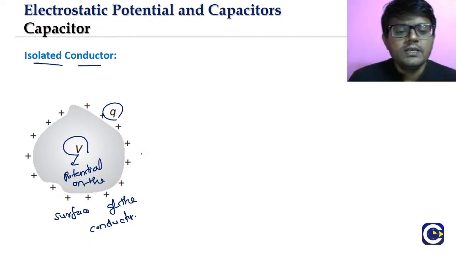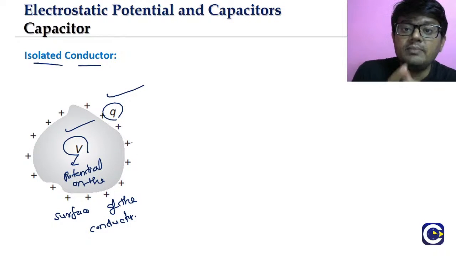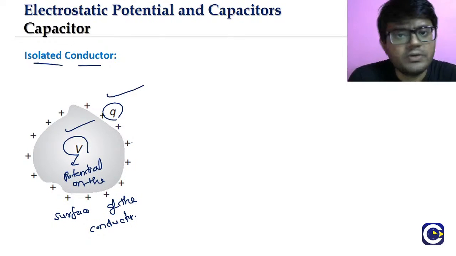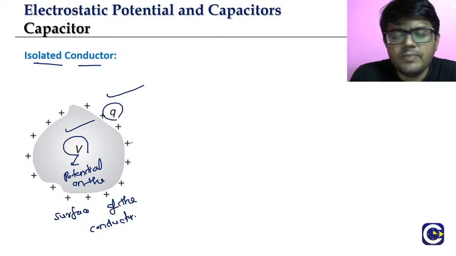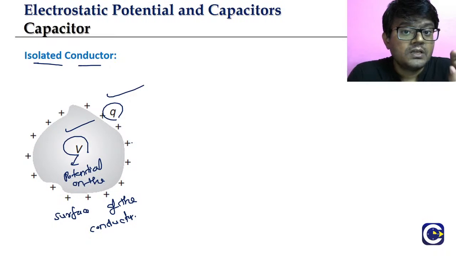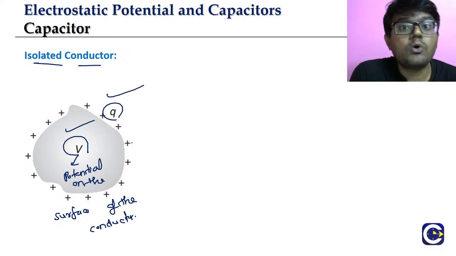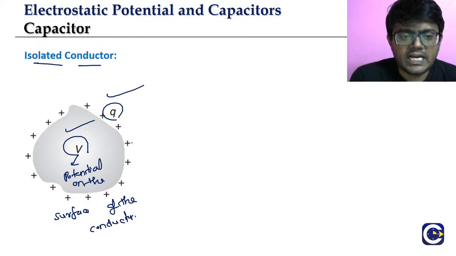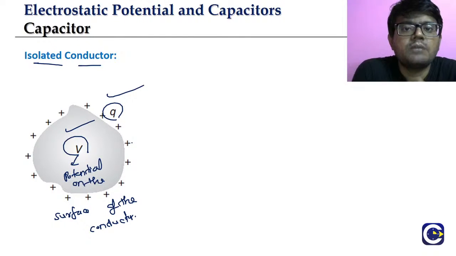Now, this charge given to the conductor and the potential will be related to each other. How? If we increase the value of the charge, what is going to happen? The potential is also going to increase. Because if you take a positive charge and increase it, the potential value will be increasing. If you take a negative charge and add more negative amount, the potential is going to become more negative. If you give positive charge, the potential is going to become more and more positive. If you give negative charge, the potential is going to become more and more negative.